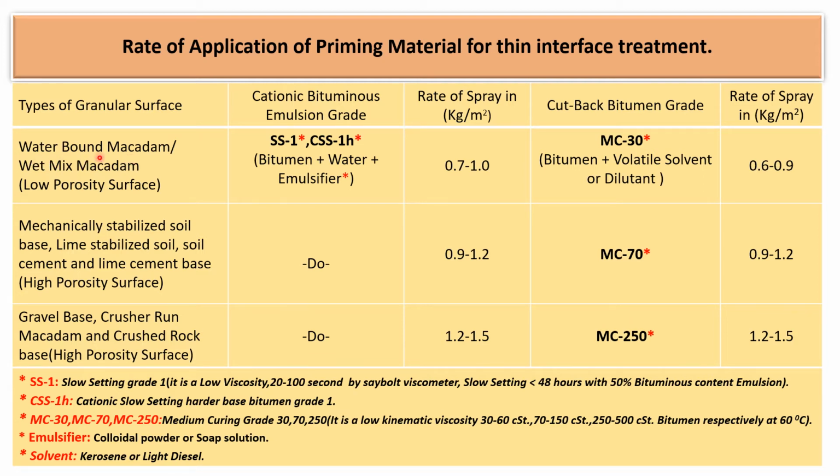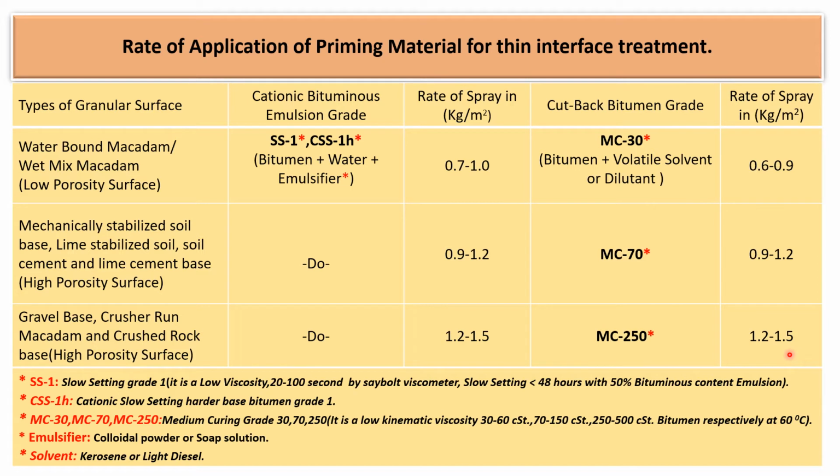The WMM and WBM pavement require 0.7 to 1 kg per meter square of spray of bitumen emulsion and 0.6 to 0.9 kg per meter square rate of spray of cutback bitumen as a prime coat application over it. All other granular surfaces having higher porosity require a high rate of spray for proper function of a primer coat layer.